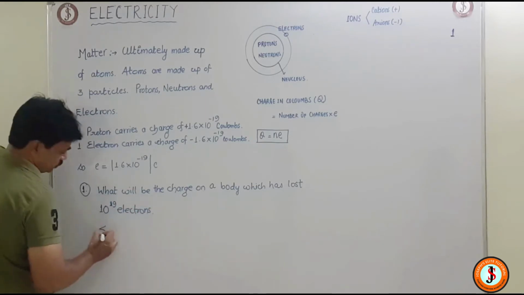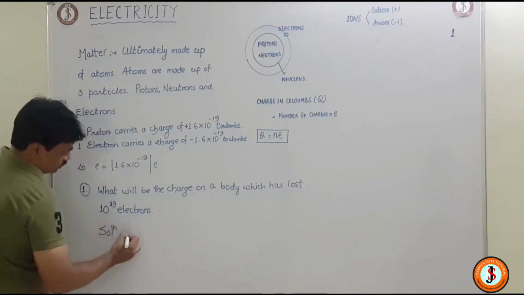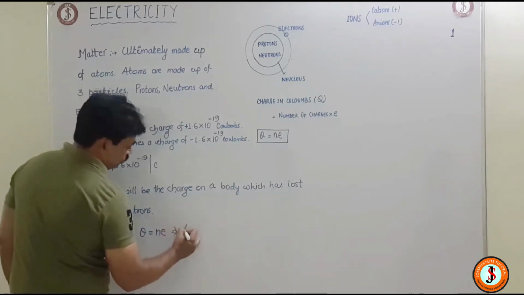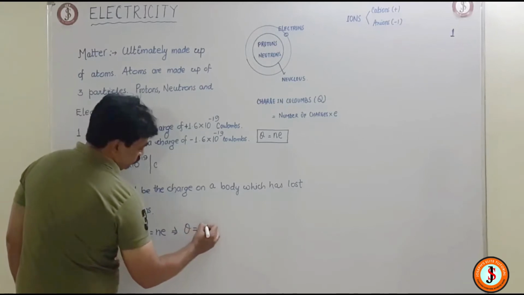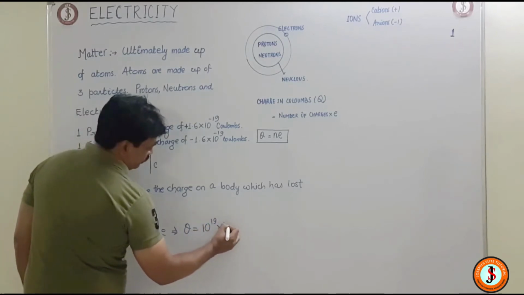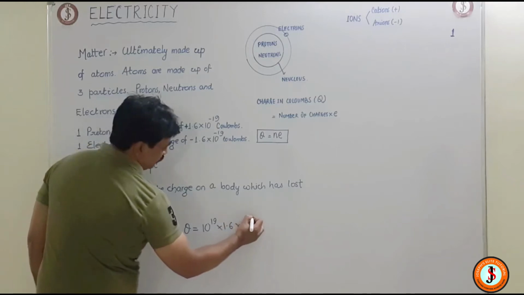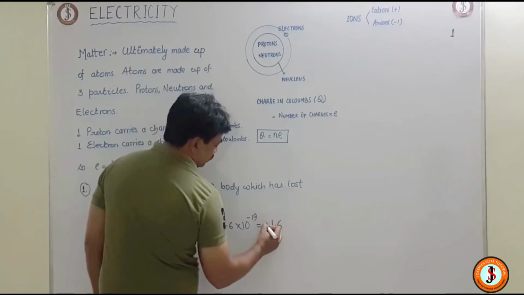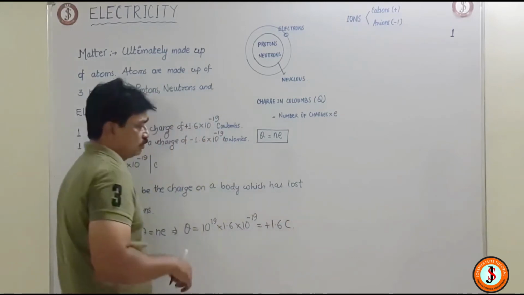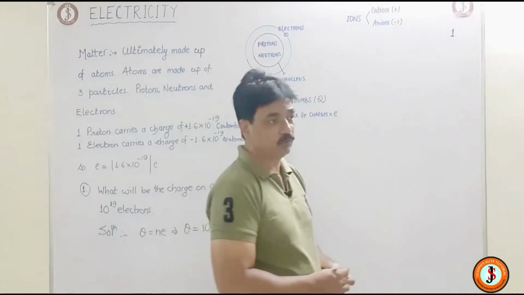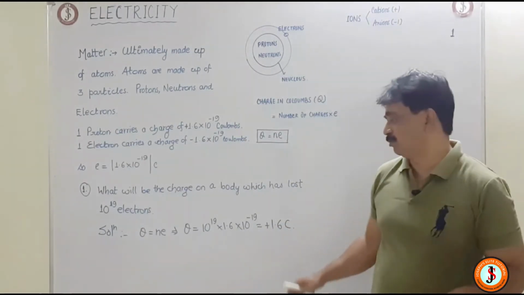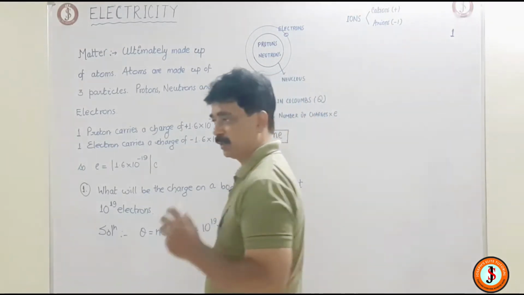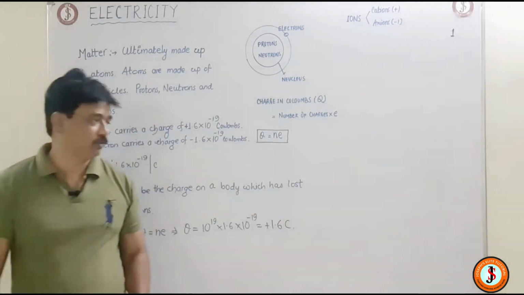So the solution is simple. Q is equal to N into E. So Q is equal to 10 to the power 19 into 1.6 into 10 to the power minus 19, which is equal to 1.6 coulombs. But here there should be a plus sign because it has lost electrons, so it will be positive charge. If it would have gained electrons, it would have been negative charge. Have you understood? So Q is equal to NE is the formula through which we can get this.